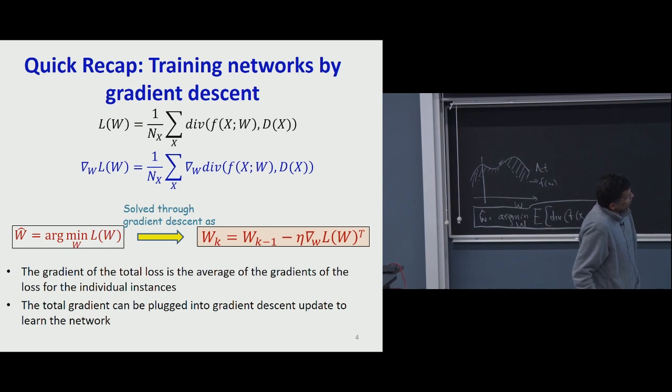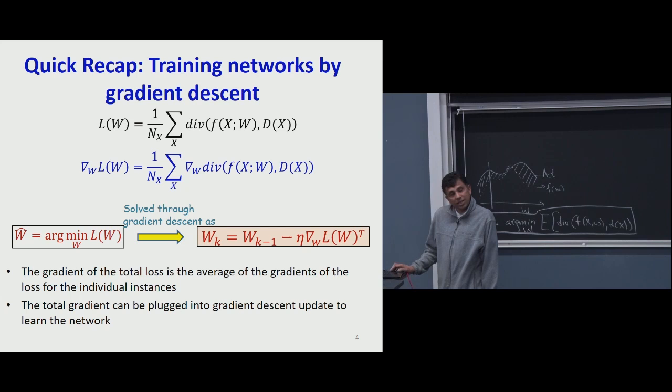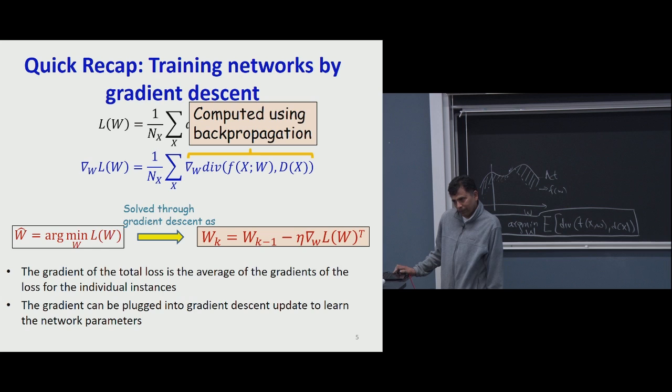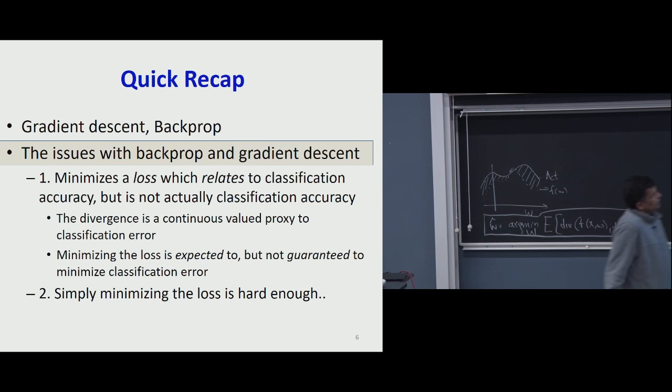So now the gradient, of course, of the total loss is the average of the gradients of the individual instances, and that can be computed using back propagation, what we've seen so far. Back prop is, of course, not a problem. Back propagation computes derivatives for individual instances. But the problem with the gradient descent approach is that first we are minimizing a loss that relates to classification accuracy but is not actually classification accuracy. The divergence isn't counting the number of errors you make. You have a proxy, and so it's continuous valued.